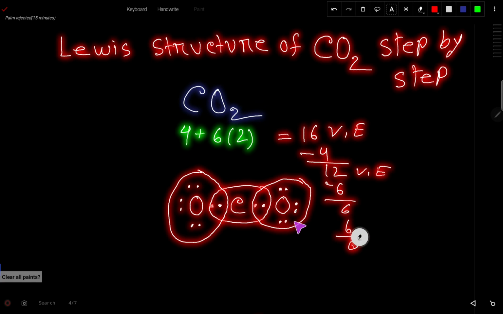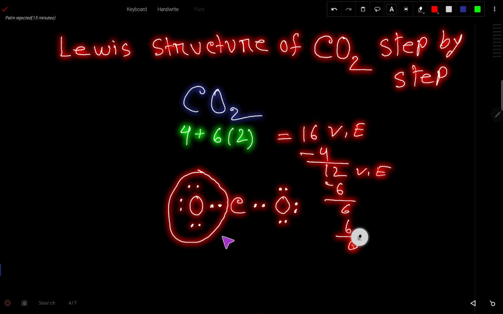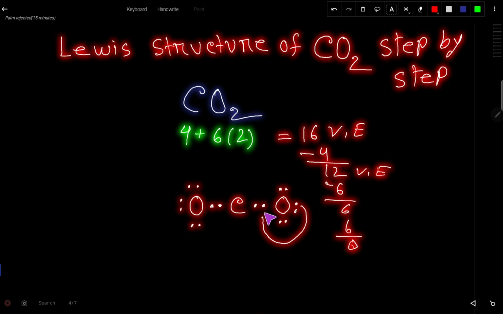So how can you do that? You don't have extra electrons, right? So you can move this lone pair as a bond pair. So move this, and you can also move this lone pair as a bond pair, right? So let us delete. Already we have moved this pair here.